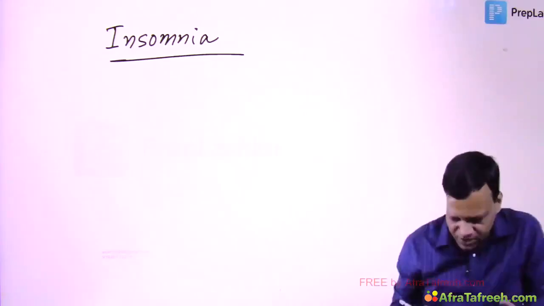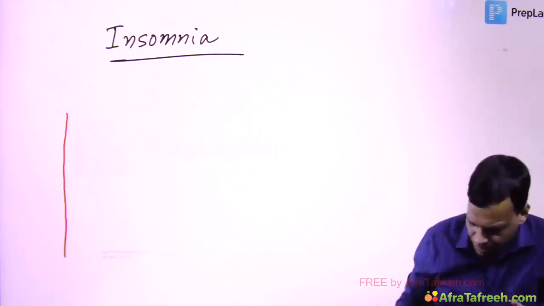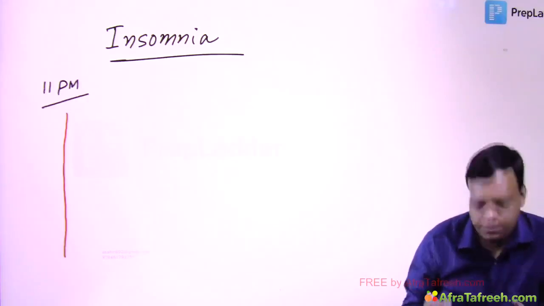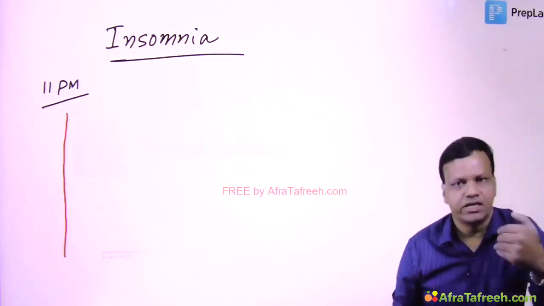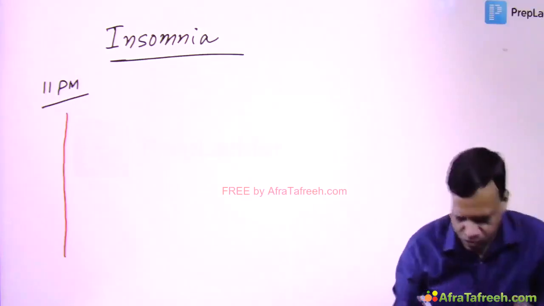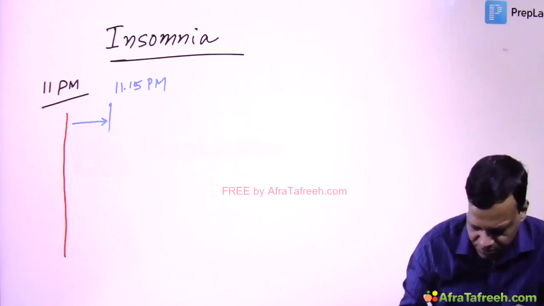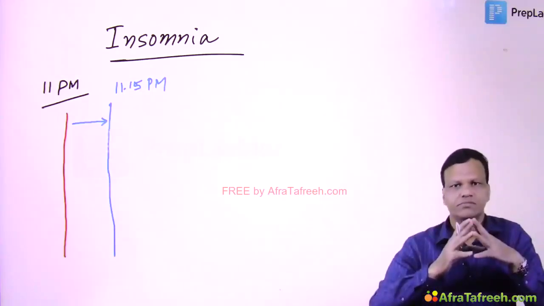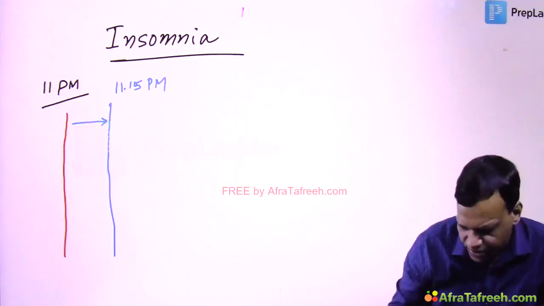So what happens, suppose this is the time at which a person tries to sleep normally. Suppose this is 11 p.m. The person normally tries to sleep at 11 p.m. A normal person will fall asleep in 10, 15, 20 minutes. So the person has tried to sleep at 11 p.m. and at 11:15 p.m. the person sleeps. So this is the normal time, 10, 15, 20 minutes for the person to fall asleep. This time is known as latency of sleep onset.